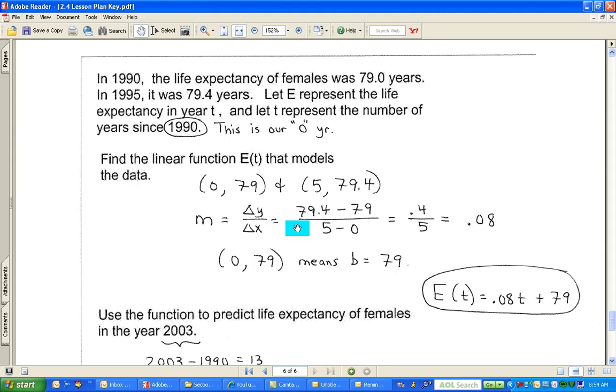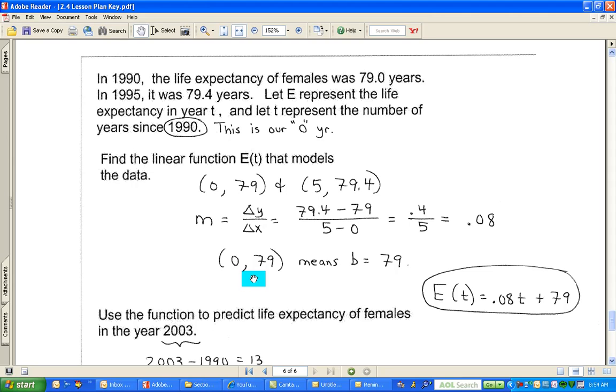To find the slope, change in output divided by the change in input. So 79.4 minus 79 divided by 5 minus 0, using the two ordered pairs above, we get 0.4 divided by 5, which is 0.08. So we've just found the slope. And actually, I've written change in y over change in x. In this problem, it would actually be change in E over change in t. So the variables mean what they represent in a particular problem. They take on a meaning.